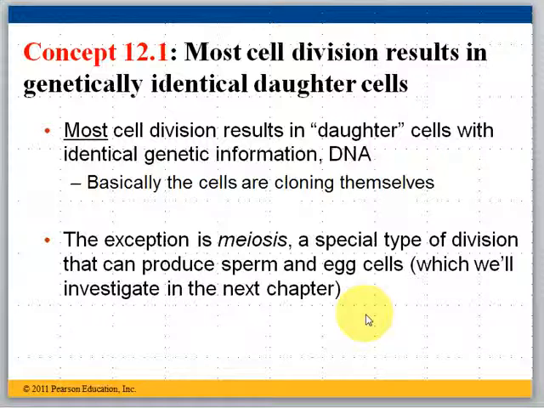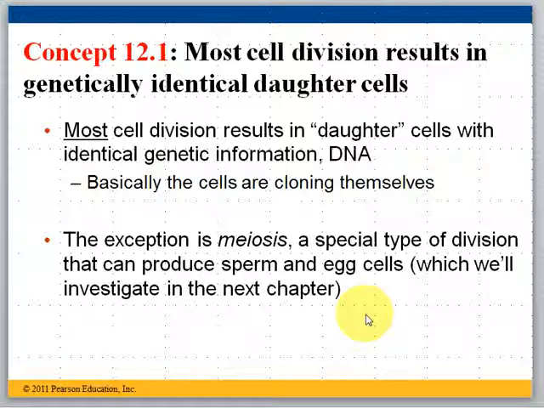12.1 says most cell division results in genetically identical daughter cells. The type of cell division we're going to be looking at in this chapter is called mitosis. That is where the cell divides and creates a clone of itself. And this is what most cell division is all about. We're going to call them daughter cells, even though obviously we're not talking about male or female here, and they have identical genetic information, identical DNA. So they're basically a clone.